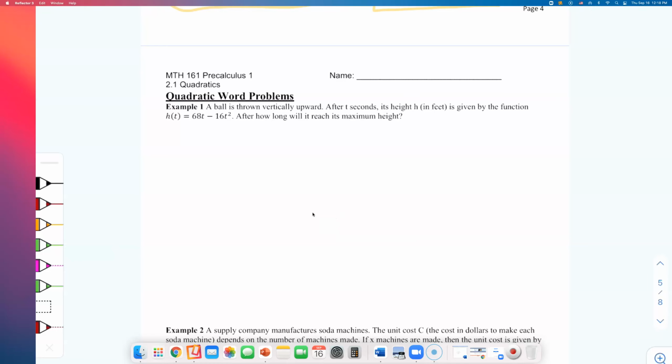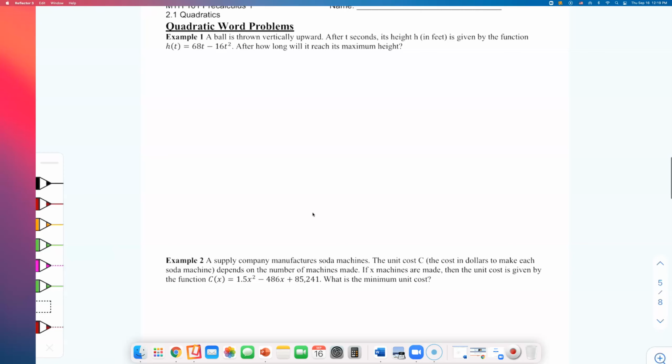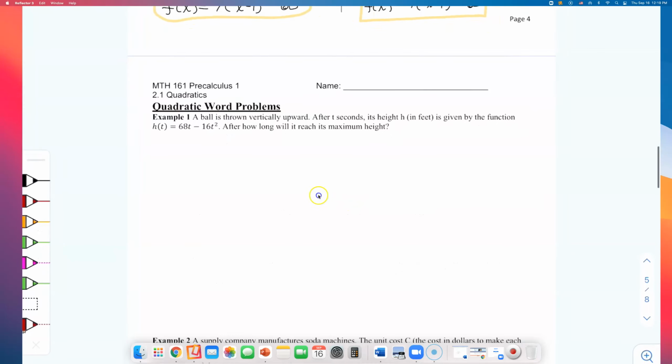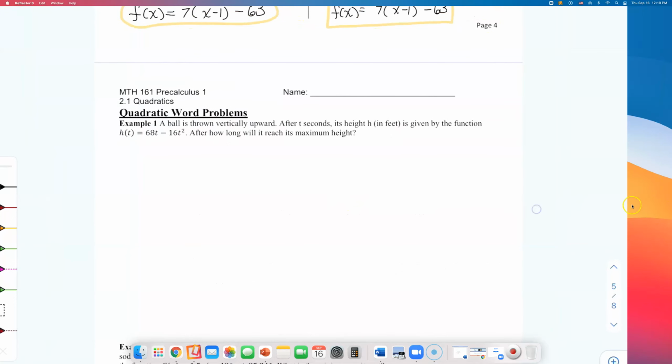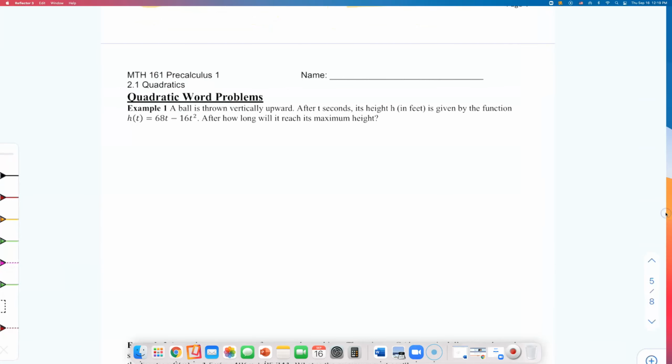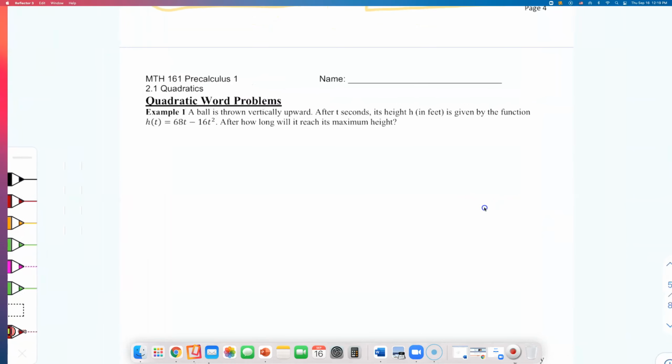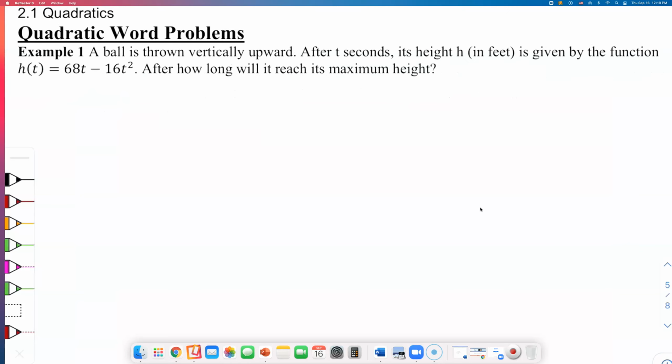In this video, I'm going to go over two quadratic word problems, example number 1 and 2. They're mostly with finding the vertex and using the vertex to tell the minimum or maximum function value. So these are the wordings that I got from your ALEKS homework.